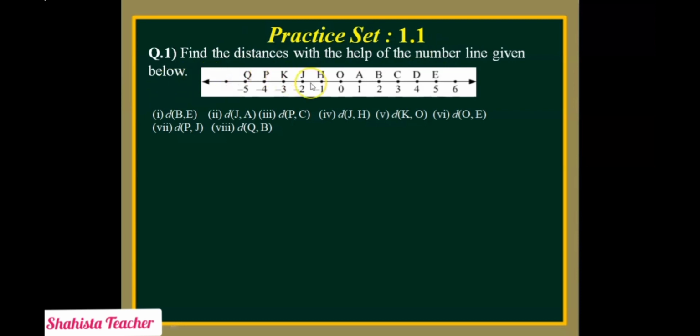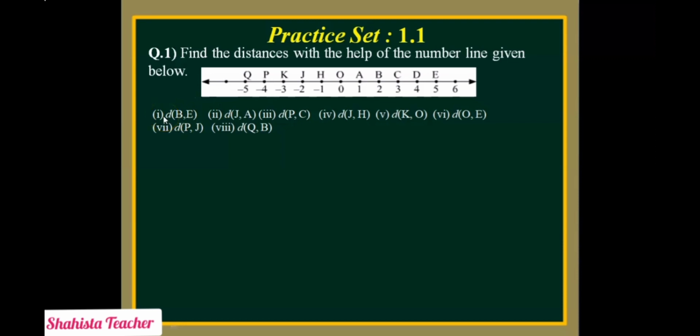Now here a number line is given. This question is based on coordinate of points and distance. Now here you can see coordinate of points and distance. So here these all are coordinate points. So here we have to find the distance of the coordinate points. Now students, one by one we will solve.